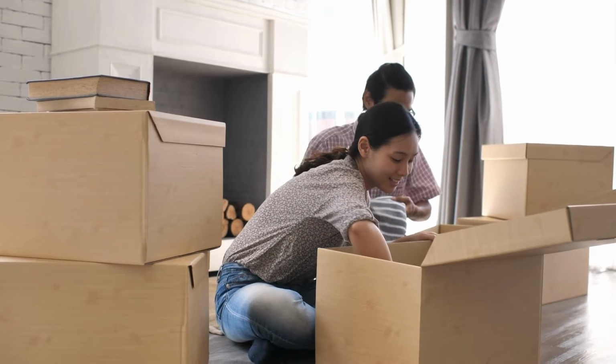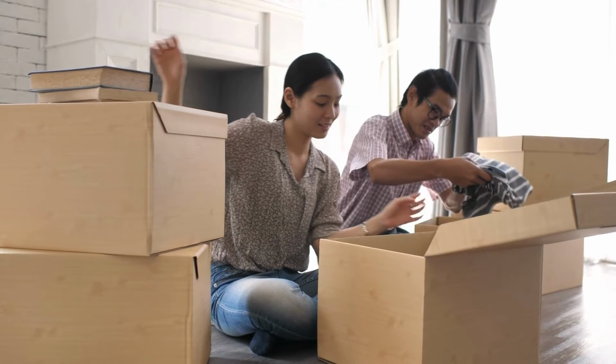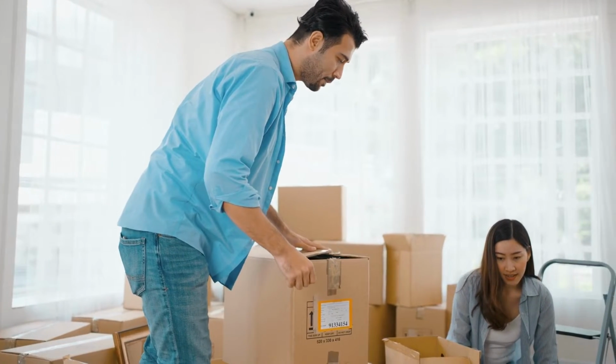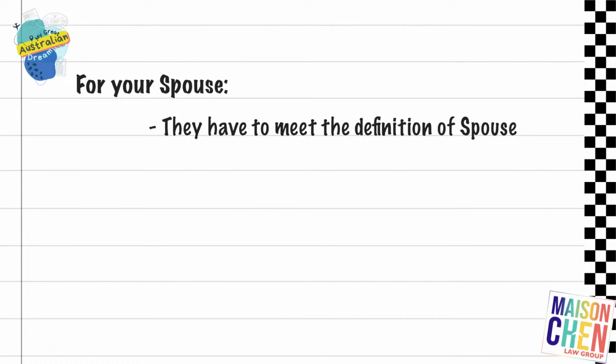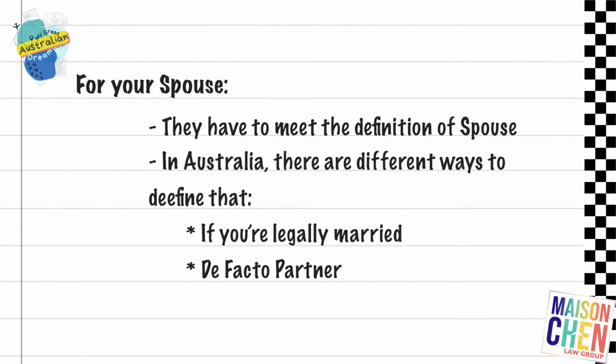Now, for your spouse, it's a little bit different. So let's just take children out of the picture. You don't have children, it's just you and your spouse. For them to actually be a dependent on your visa, they have to meet the definition of spouse. Now, in Australia, there are a few different ways that we define that. So first of all, it's your husband or wife, so you are legally married and you have a marriage certificate to support that. Second of all, your de facto partner. Australia definitely recognizes de facto partnerships, so you don't have to have that marriage certificate. However, there are certain requirements you have to meet.